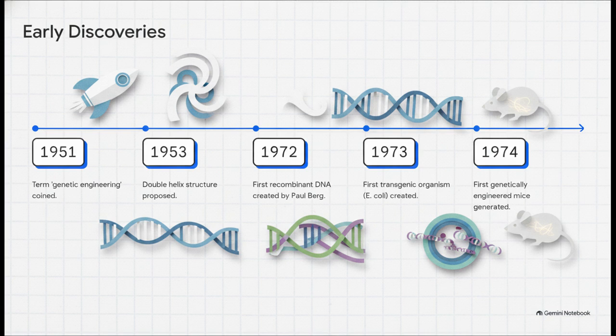In 1972, Paul Berg creates the very first recombinant DNA molecule by combining monkey virus and lambda virus DNA. The literal next year, Herbert Boyer and Stanley Cohen make the first transgenic organism using E. coli. And just 1 year after that, Rudolf Janisch engineers the first transgenic mice. We went from sci-fi to a complete biological revolution in just a couple of decades.